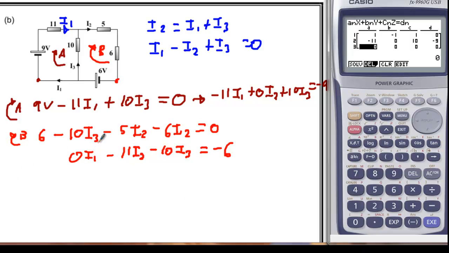Okay, we come over to our third equation. There isn't any I1, minus 11 I2, minus 10 I3 equals minus 6. Okay, we have our 3 equations, check that they look the same. Come over here and we push solve, and there we go. We now have our answers. Now remember, our equation is in the form number I1, number I2, number I3 equals number. So the X here stands for I1, so we can write that all down.